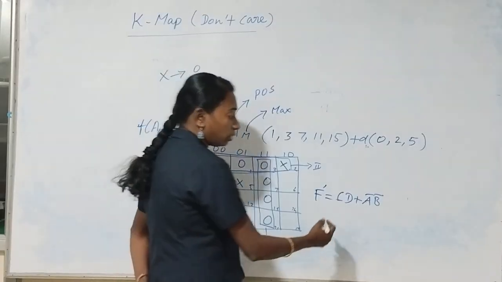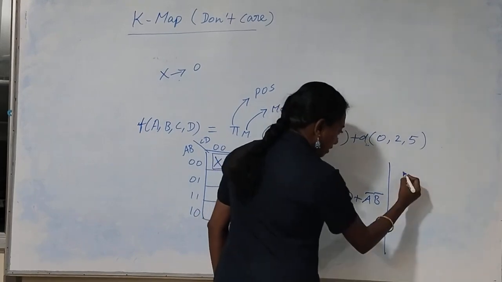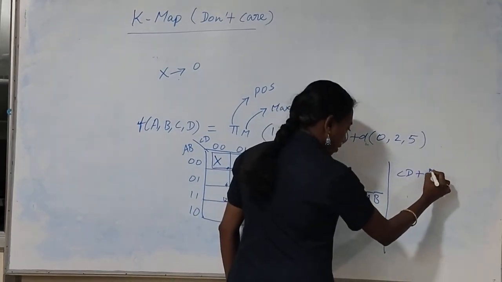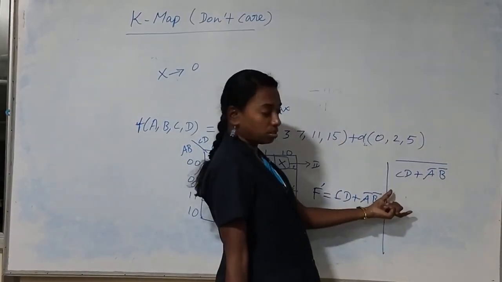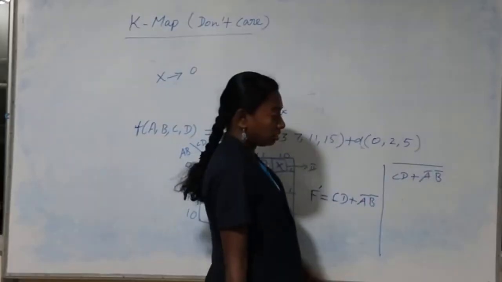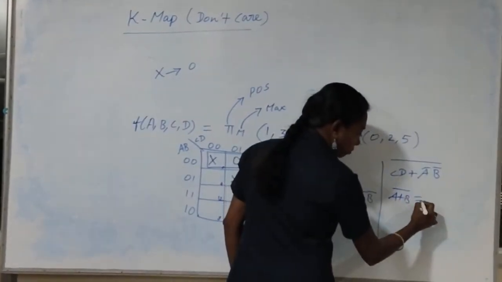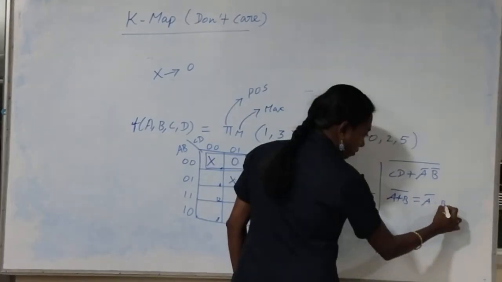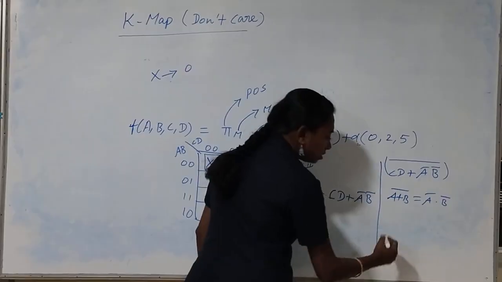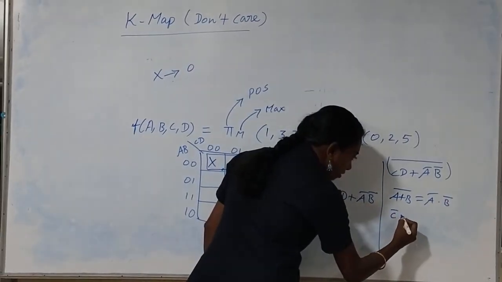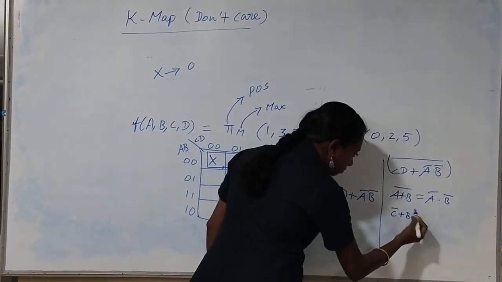So we have to find F for your POS expression. Okay. So for that you have to take a complement of this. So now CD plus A complement, B complement to the whole complement. So now this is resembling your De Morgan's law. So what is our De Morgan's law? A plus B, the whole complement is equal to A complement dot B complement. So I am going to rewrite this with the help of De Morgan's law.